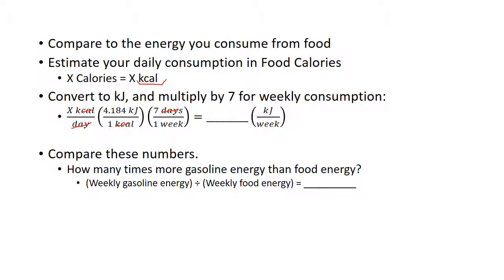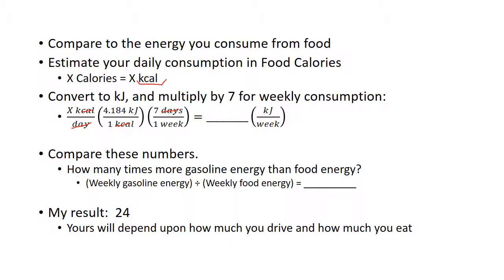And then your number. Just to give you some kind of scale, my own personal result was 24. I use 24 times as much energy in gasoline as I do in the food I consume. Your particular ratio will depend on, obviously, how much you drive and how much you eat. But this gives you an idea of one person's specific number.